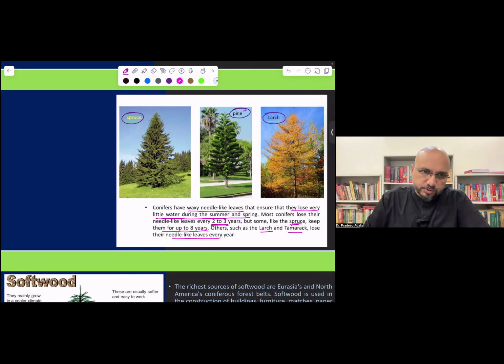Okay, so just to show you how these spruce or pines or larch look, so that you will have an idea. When somebody asks what is spruce, you will remember the photograph.